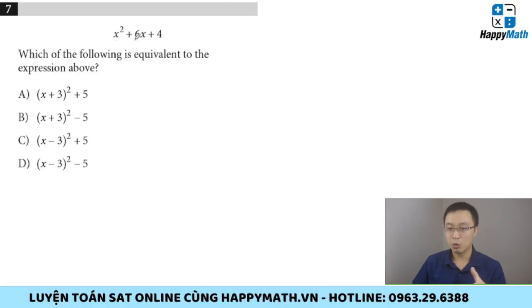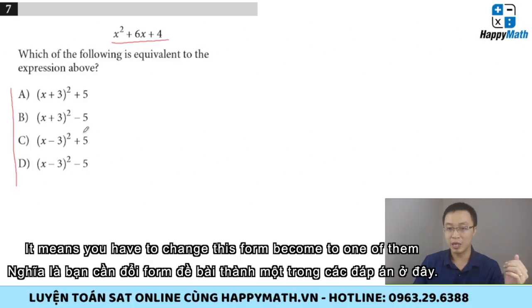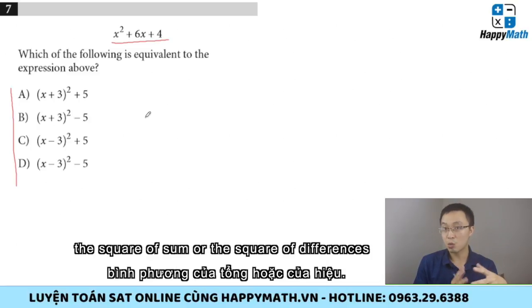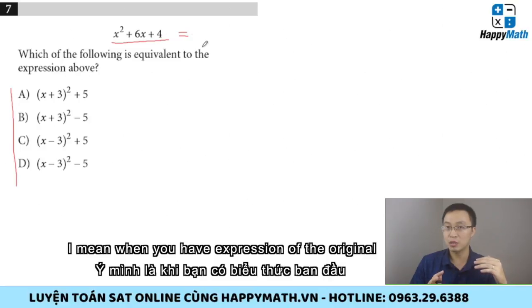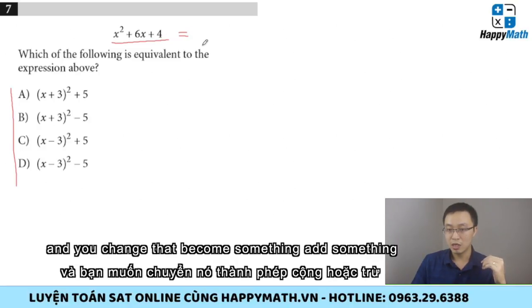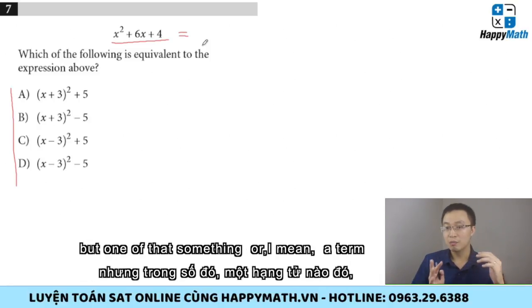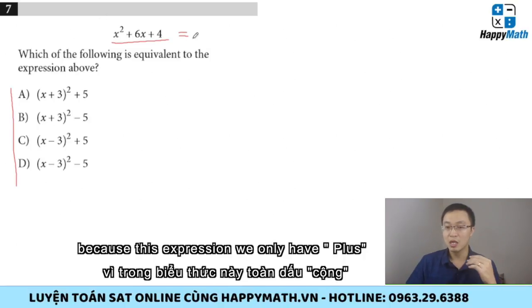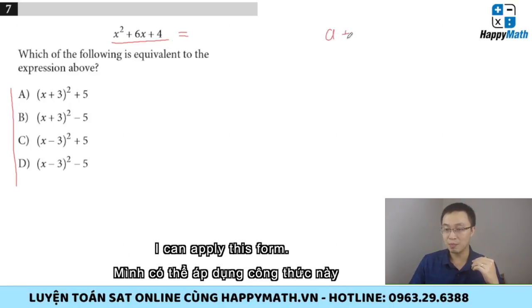Which of the following is equivalent to the expression above? It means you have to change this one to one of the options. Completing the square will have a part of the square of sum or square of difference. I mean, when you have the original expression, you change it to something plus something or something minus something, but one of those terms you change to the square of sum or square of difference. Because this expression only has plus, I can apply this form.